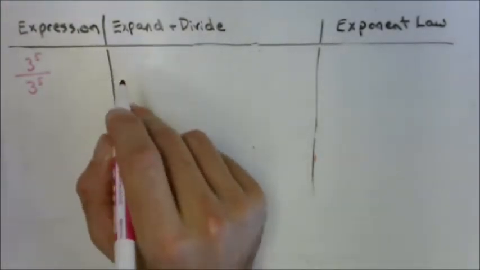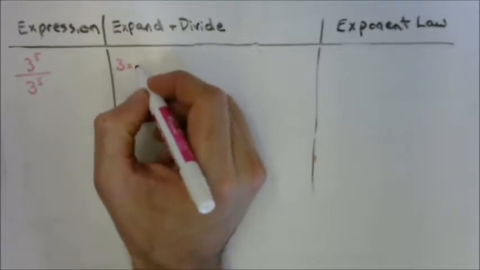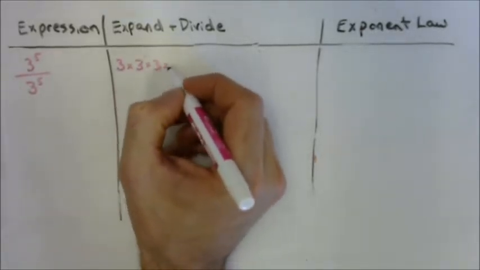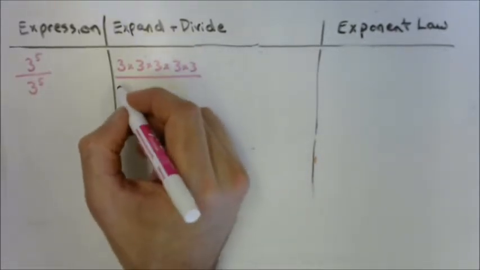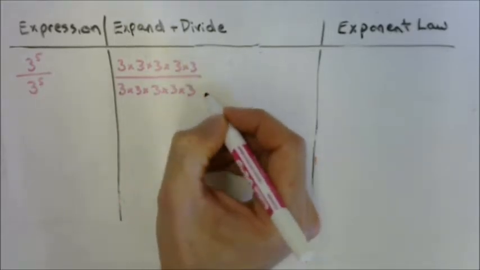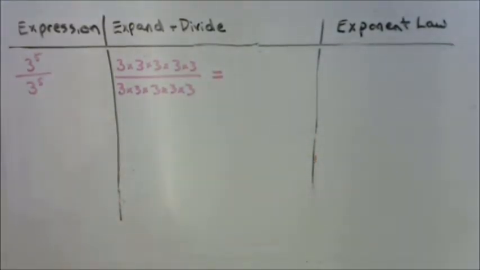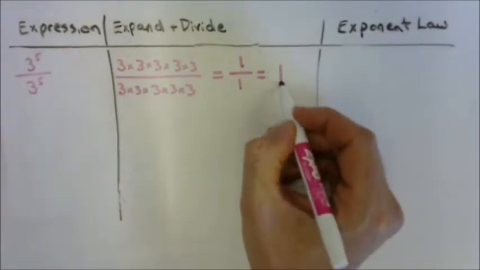Now let's see what happens if we expand and divide this. In the numerator, we have 3 times 3 times 3 times 3 times 3, 5 times. And in the denominator, we have the same. Make sure you have it 5 times in each. Now what happens when we start canceling out some of these 3's in the numerator and the denominator? It's just going to end up being 1 over 1, which is equal to 1.